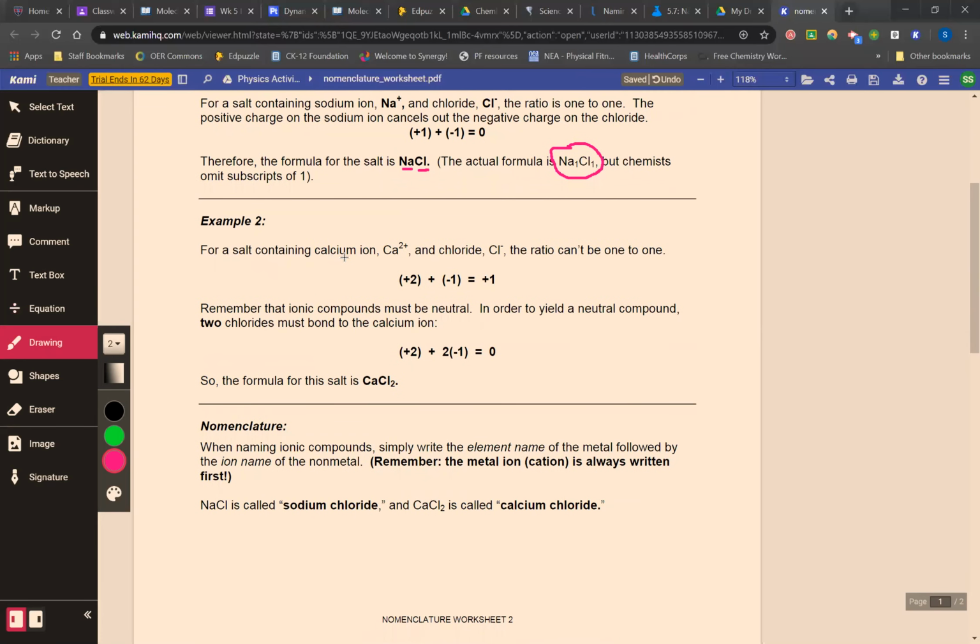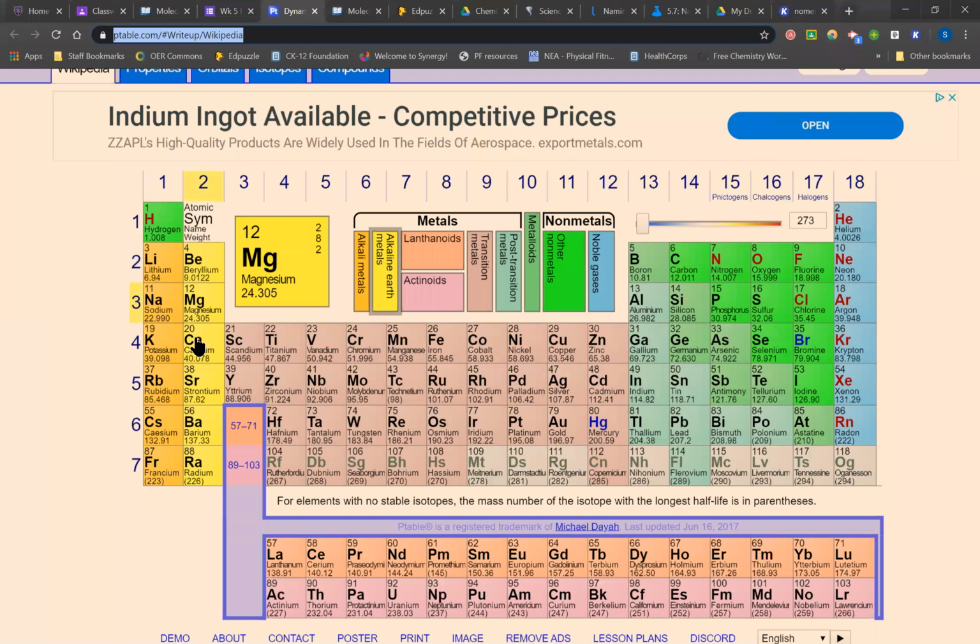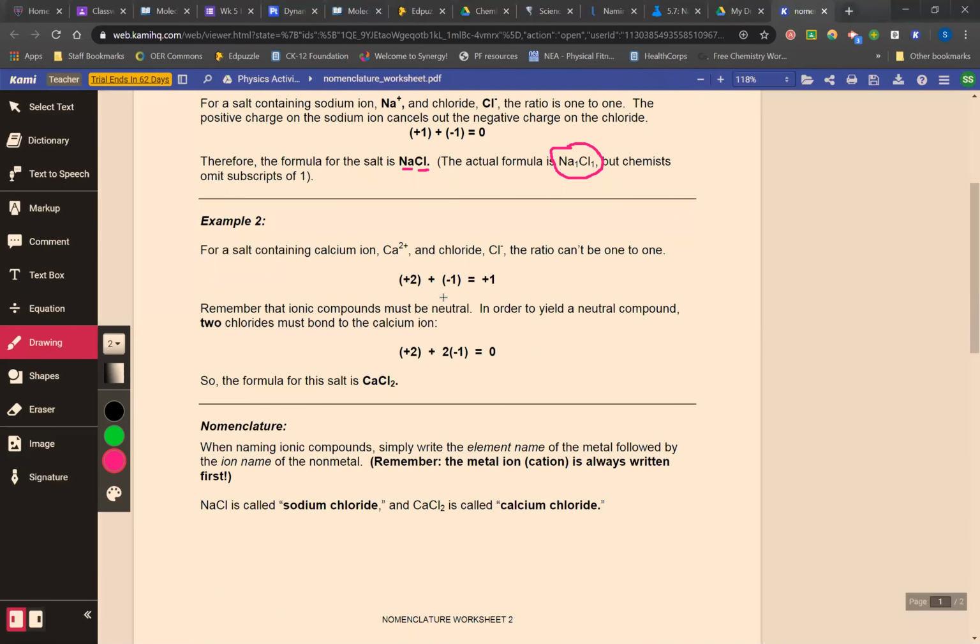For a salt containing calcium ion, now if you see a 2+ here, what group do you think this is in the periodic table? In the second group, right? Because it had a +2, that means it lost 2 electrons. Got to think about that.